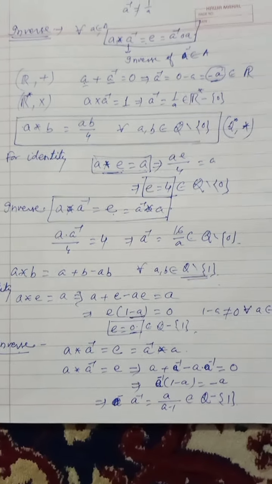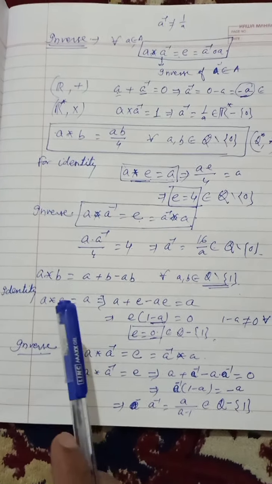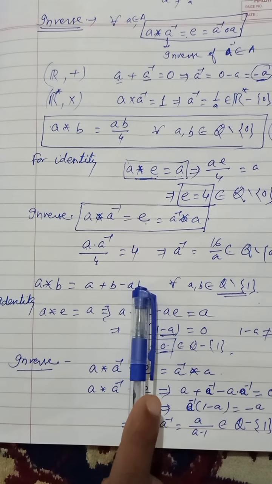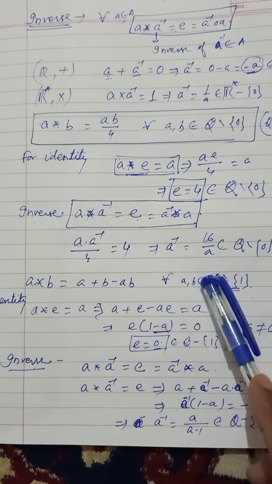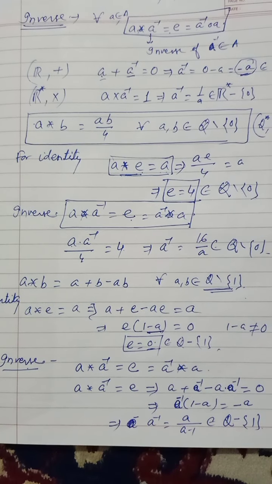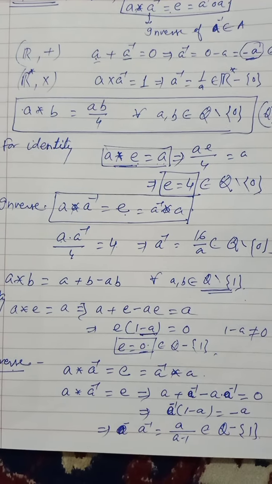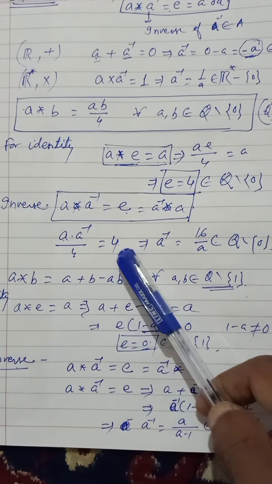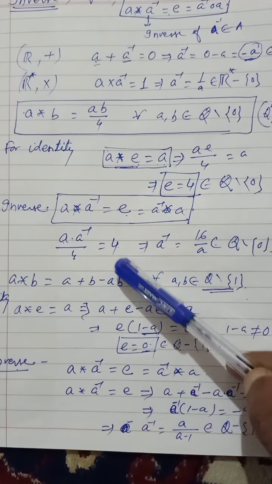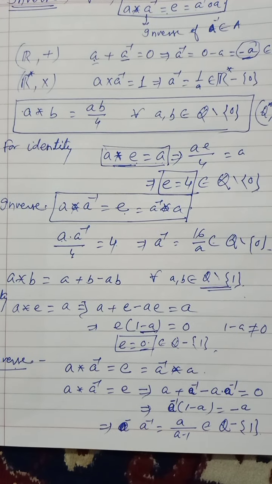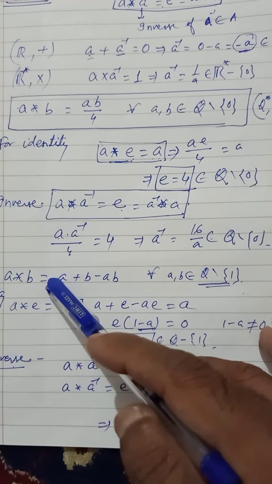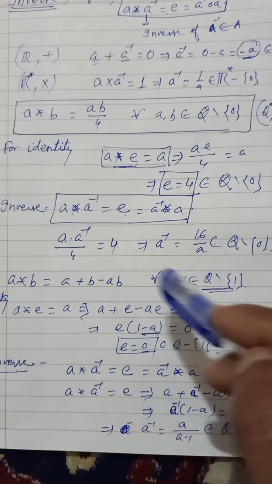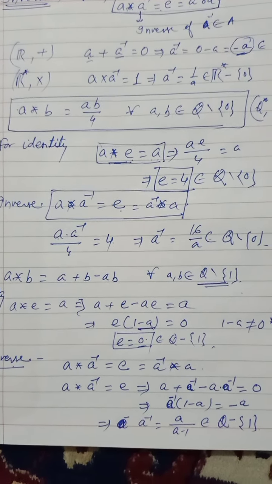Okay, take one more example. If we take A star B is equal to A plus B minus AB, for all A, B belongs to the set of rational numbers except 1. Now we are taking except 1, Q minus 1. Is it a binary operation? Addition and multiplication always belong to the set of rational numbers, so it is always a binary operation. Commutative property: A plus B and B plus A are always equal, AB and BA are also equal. So it always verifies the commutative property. Similarly, we can prove the associative property.